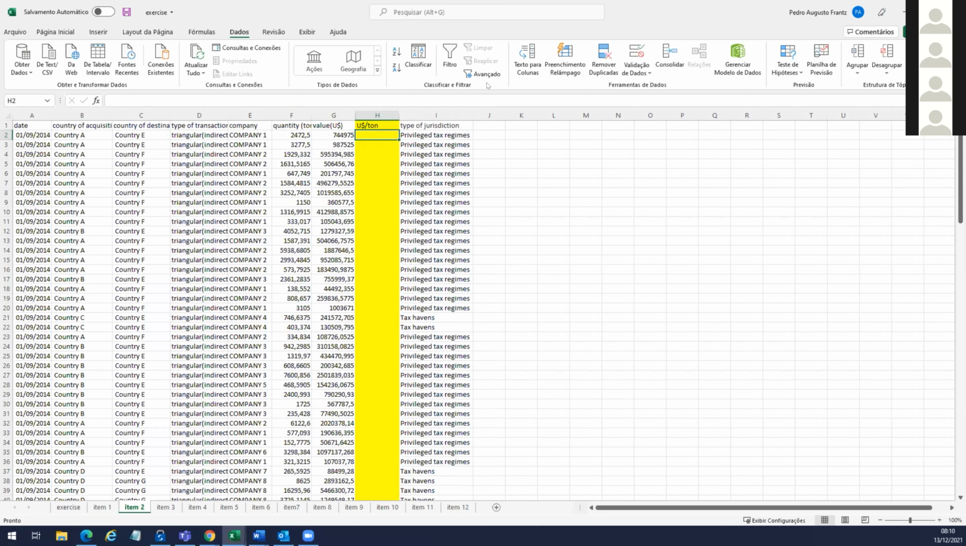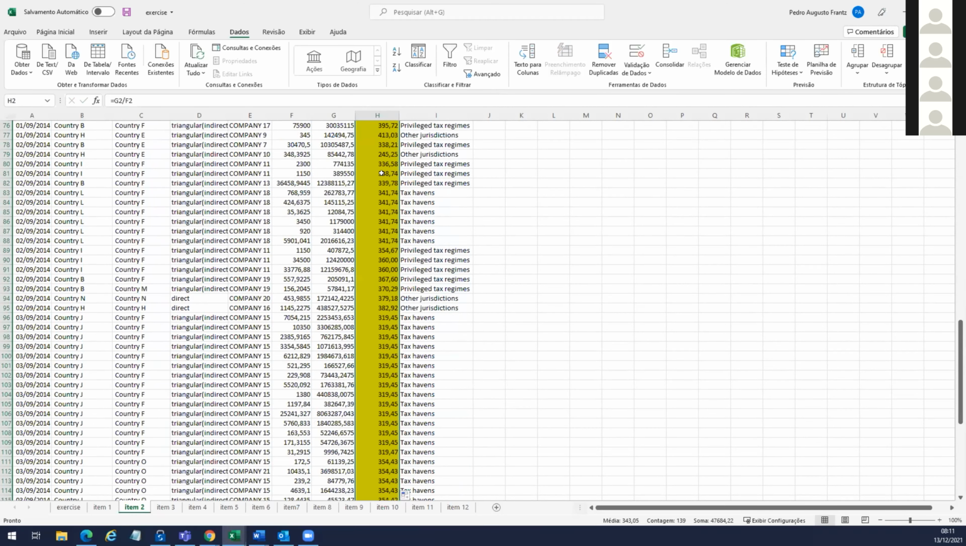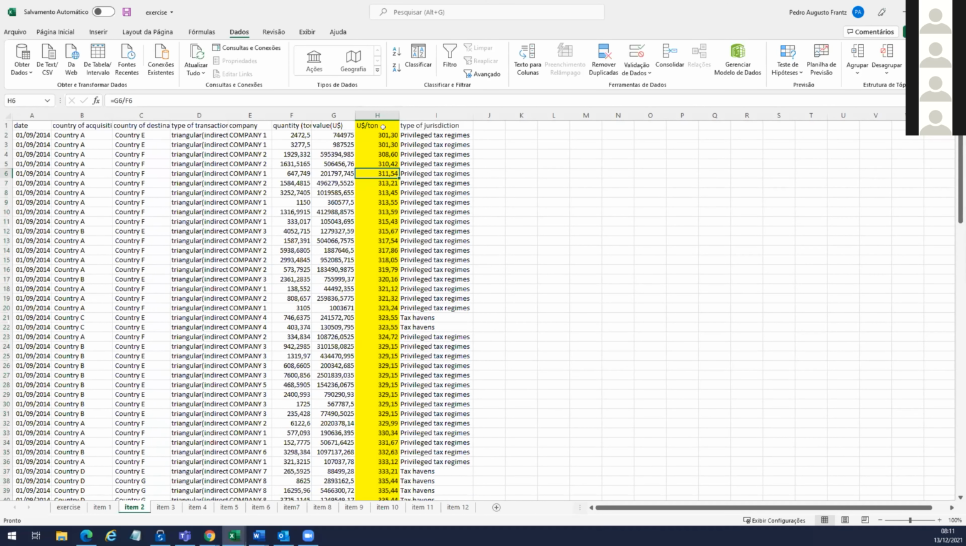Then I will put here equal, click on value, divided by quantity. And we have the price of operation. Again, I double click in lower right and replicate, and the formula goes through our sheet. Okay. This is step 2. We now have the prices of all the transactions of our file.